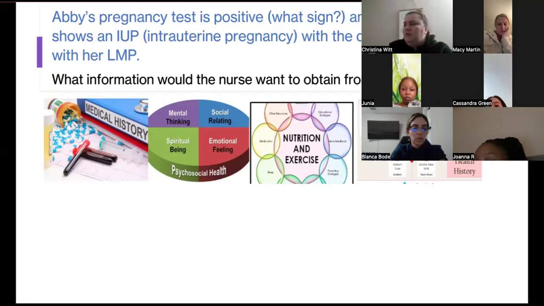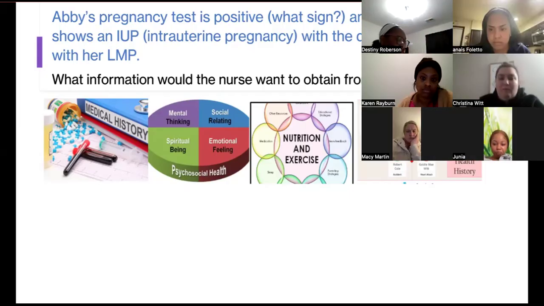We also want to get an idea of her socioeconomic status, right? Just like we do with any patient. We want to know, what is their work schedule? What are the requirements that they face at work? What is their income status? Are they having concerns about finances during this pregnancy? Okay. So, all of those things.